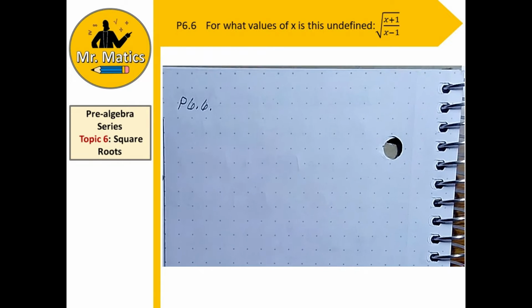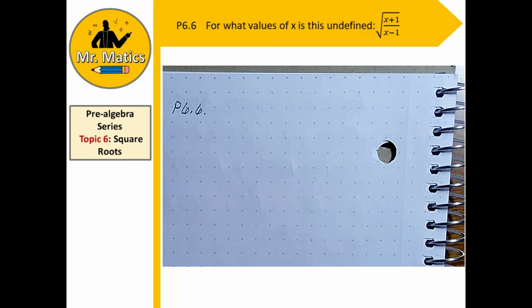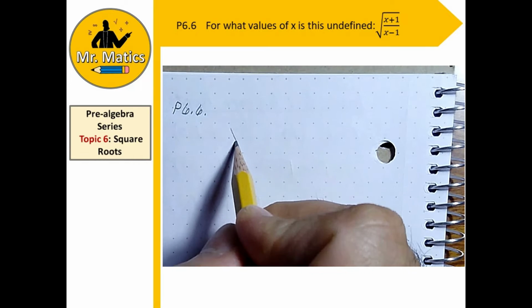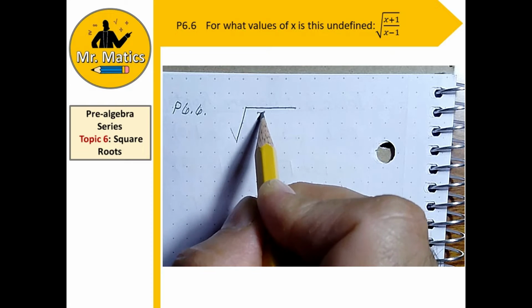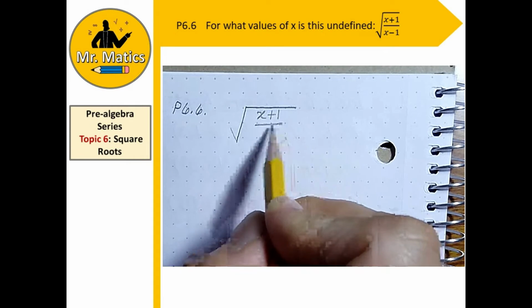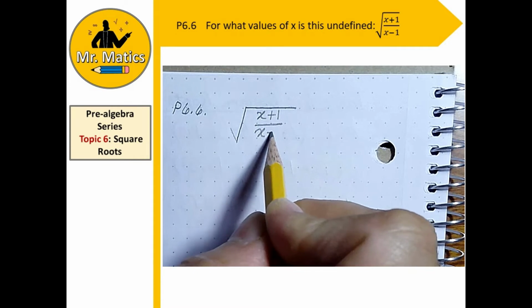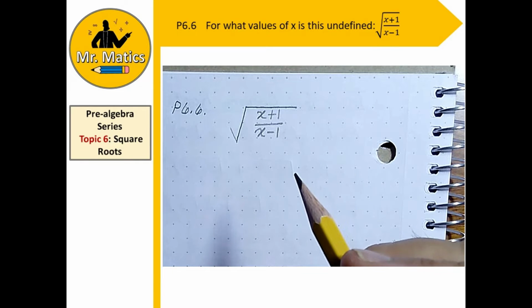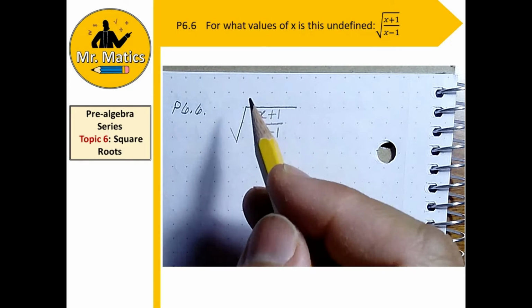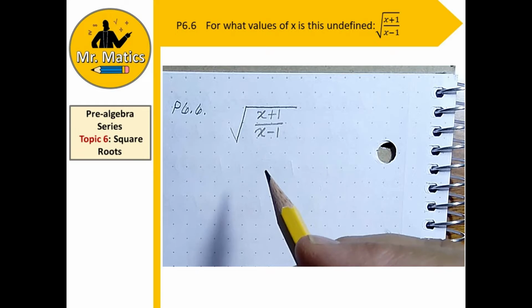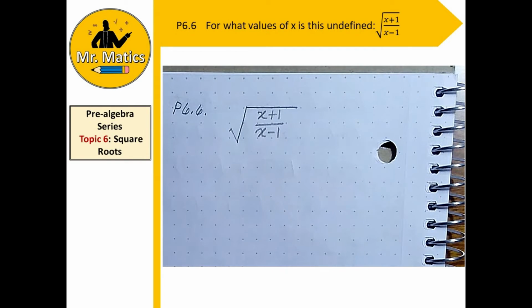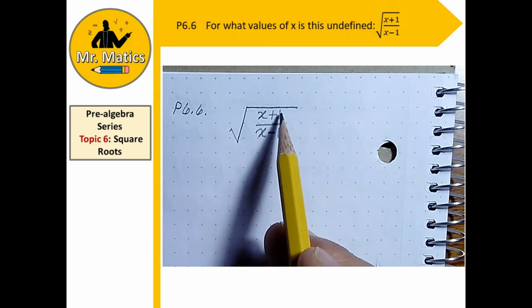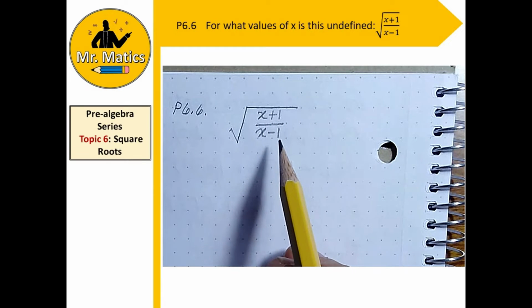6.6. We have to find the values of x for which the radical, square root of (x plus 1 divided by x minus 1), this quantity, is undefined. We have to find those values that make this undefined. Now we know that a square root is otherwise defined if the quantity inside is 0 or positive.